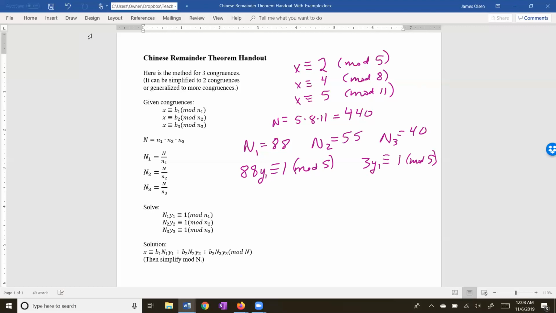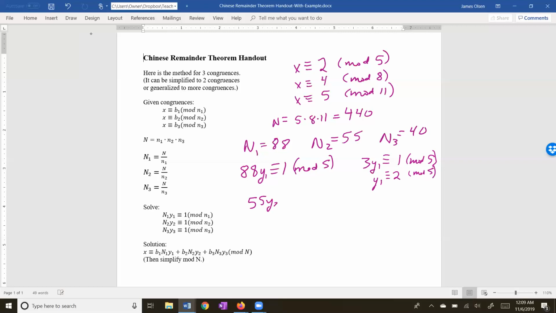Three times what is congruent to 1 mod 5? Now, there's only 5 possibilities to check, 0, 1, 2, 3, 4. And as we check these, and you might pause the video if you want to try to find y1 on your own, y1 turns out to be 2, because 3 times 2 is 6, and 6 is congruent to 1 mod 5.